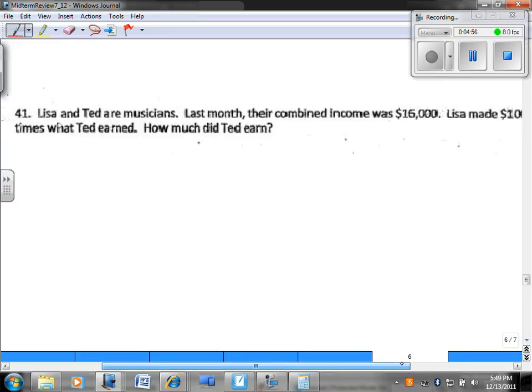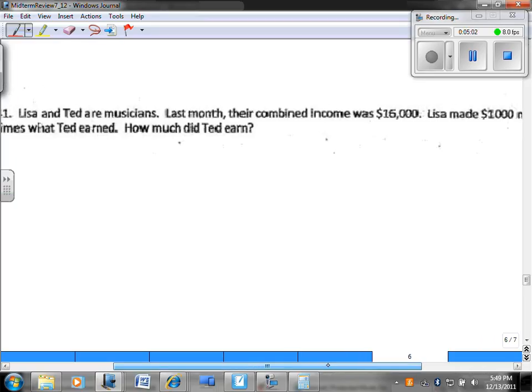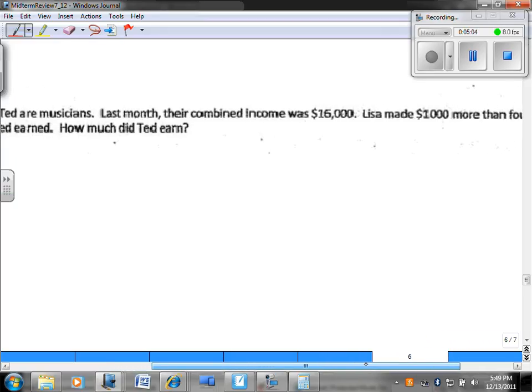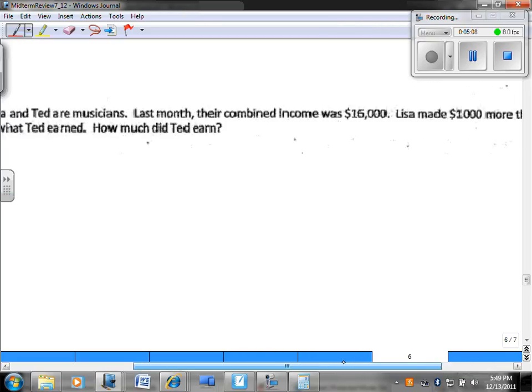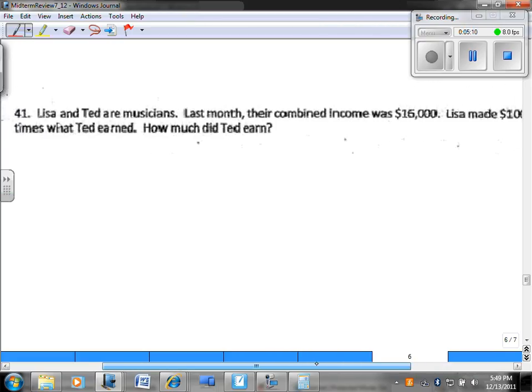Okay, Lisa and Ted are musicians. Last month, their combined income was $16,000. Lisa made $1,000 more than 4 times what Ted earned. How much did Ted earn?